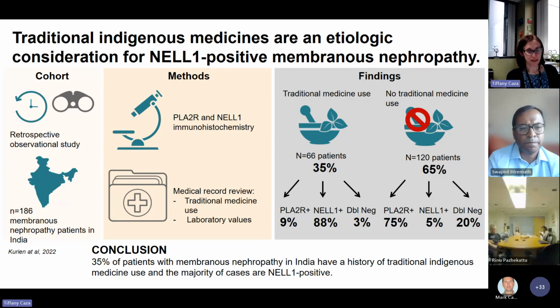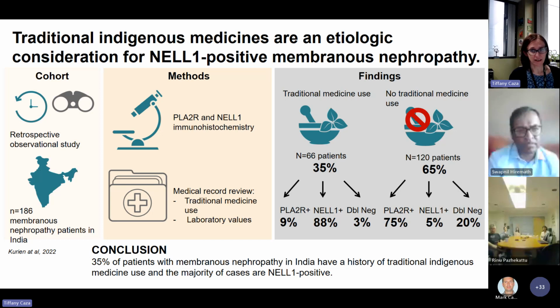So another association with membranous are traditional indigenous medicines. So in the United States, I'd imagine it's probably similar in Canada. 5 to 8% of all membranous patients are NELL1 positive. So this ends up being about 20% of cases that are PLA2R negative are NELL1 positive.